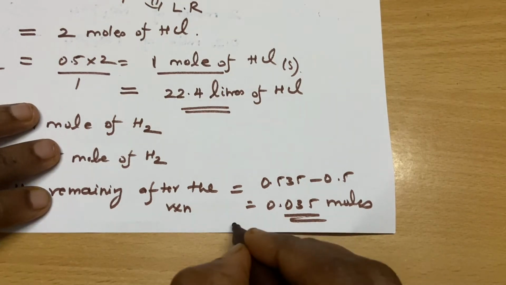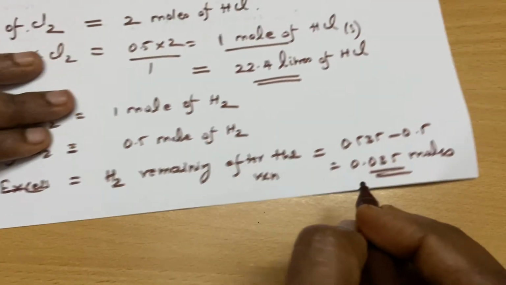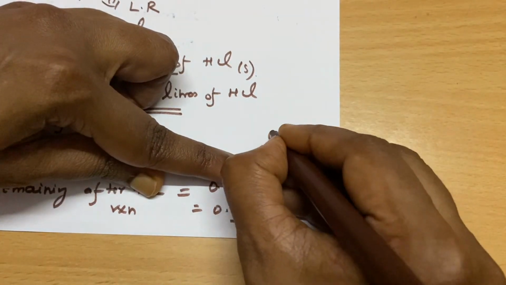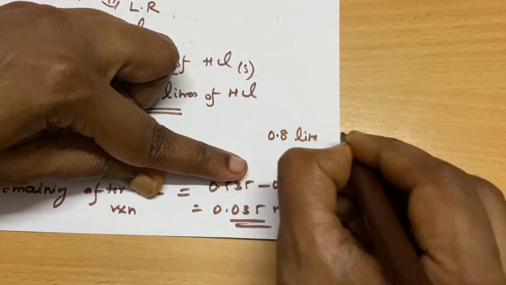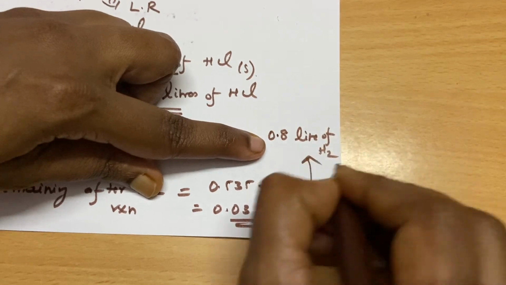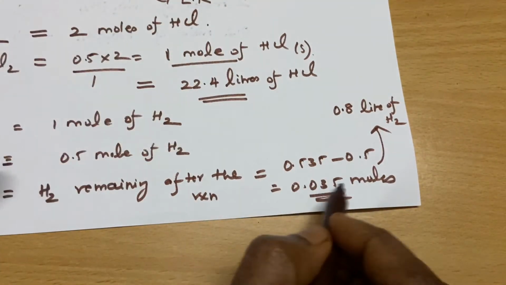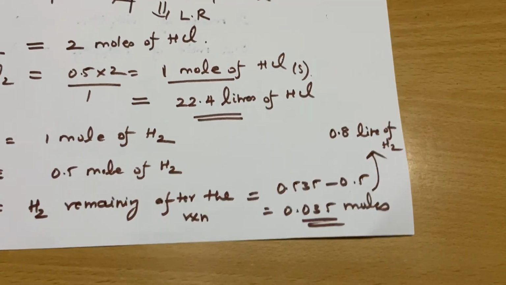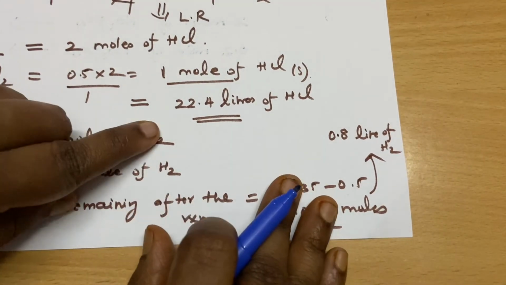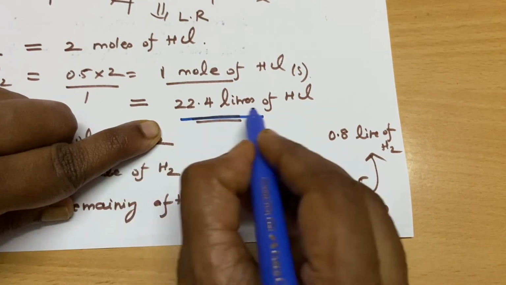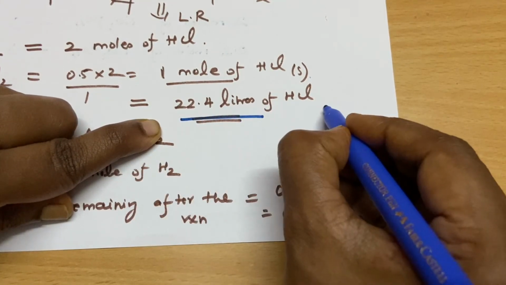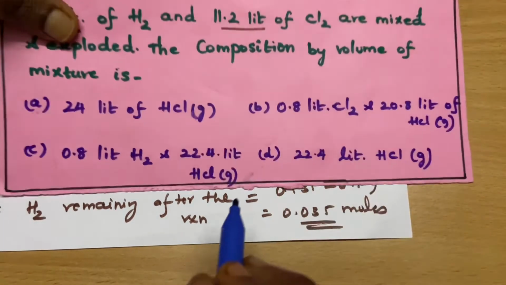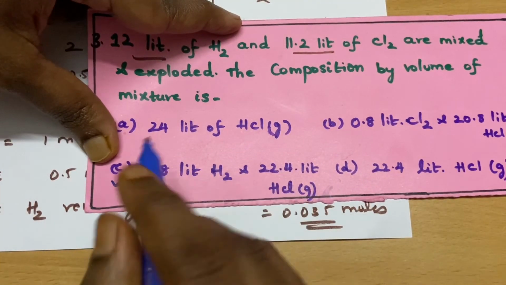So if you convert 0.035 moles of hydrogen to liters, it is 0.58 liters of hydrogen. Simply what I did, I multiplied by 22.4. Okay, so what is the answer? After the completion of the reaction, you will get 22.4 liters of HCl plus 0.8 liters of hydrogen. So which option? So the option C.